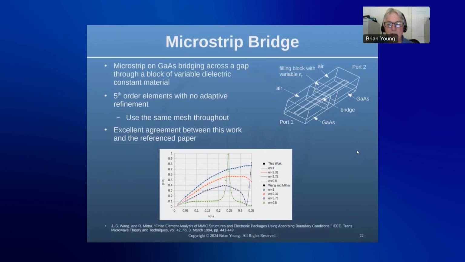This is a more complex example from the literature where there is a microstrip line on gallium arsenide leading to another microstrip line on gallium arsenide with a gap, a bridge, and the block of material with the bridge has a variable dielectric constant. This is solved with fifth order elements with no adaptive refinement and across four different dielectric fillings. The agreement between measurement, this simulation, and the published result is very good.